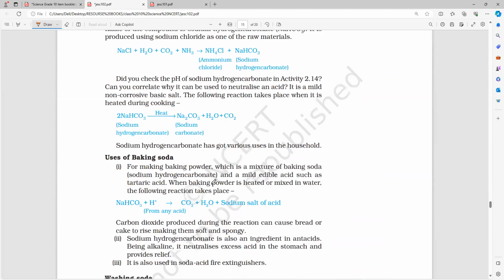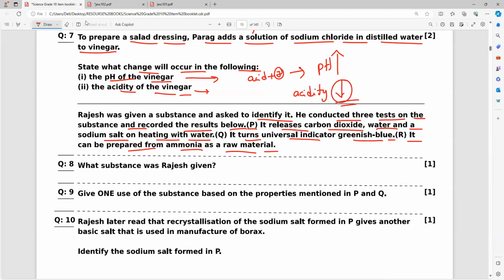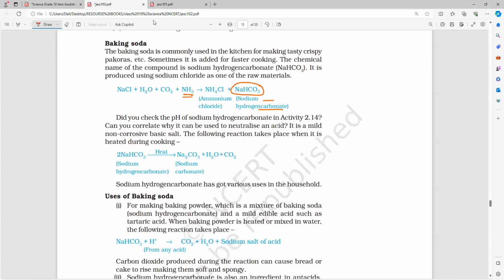carbonate. Ammonia is a raw material. So definitely what is this? Sodium hydrogen carbonate, which we call baking soda. So that's all. Okay, everyone. So please remember that. So what substance was Rajesh given? Everybody? It is sodium hydrogen carbonate or sodium bicarbonate, or what else can we say, everybody? Baking soda. Baking soda, because ammonia is the raw material.